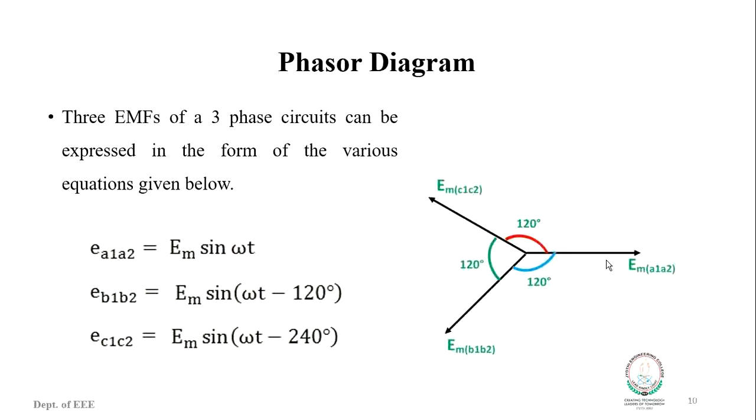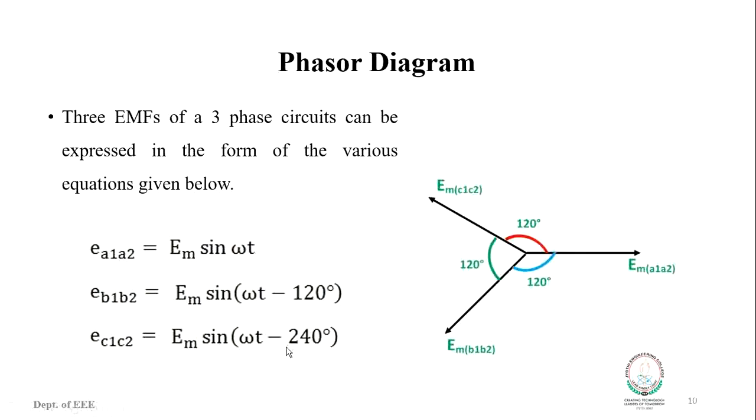We know that the voltage induced in coil A is Em sin omega t. The maximum magnitude of the voltage is Em, and since it is a sine wave, we can represent it as Em sin omega t. And what will be the voltage induced in coil B? It will be Em sin(omega t minus 120 degree), because the voltage induced in B lags the voltage induced in A by 120 degree.